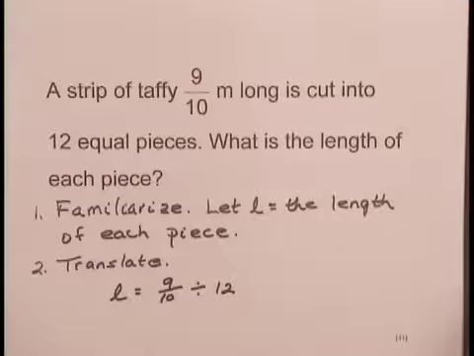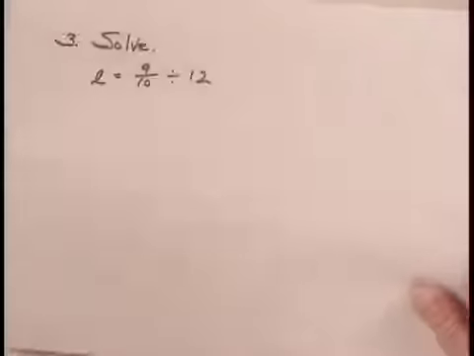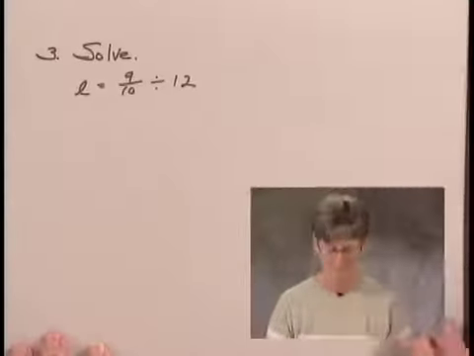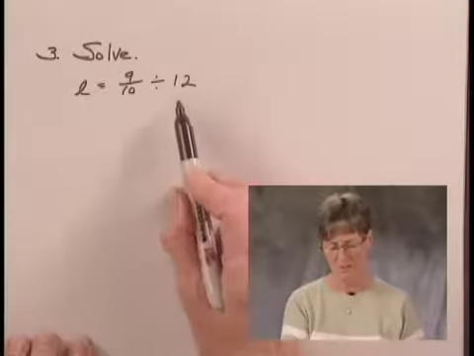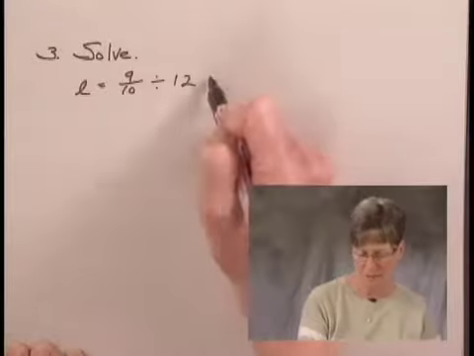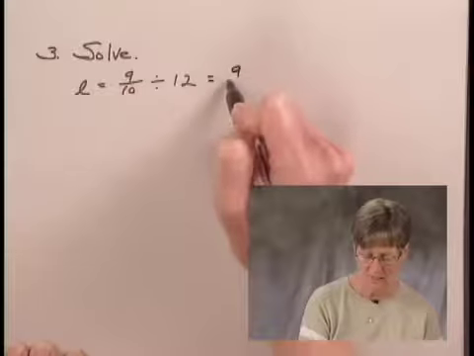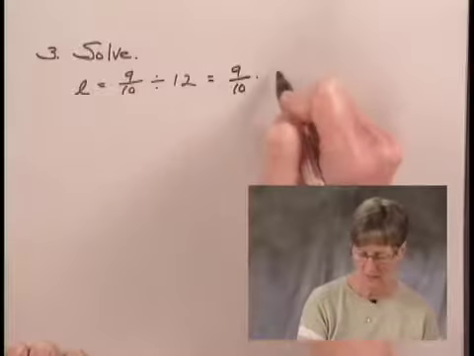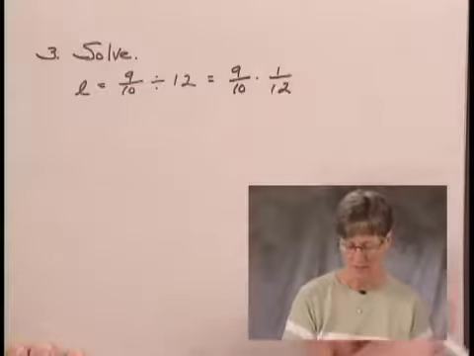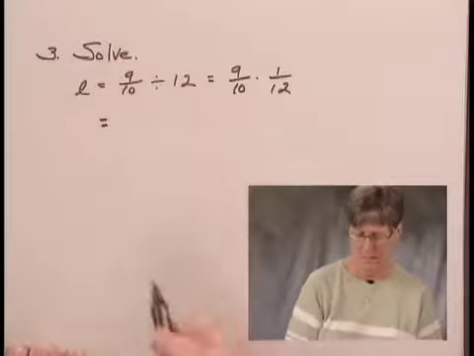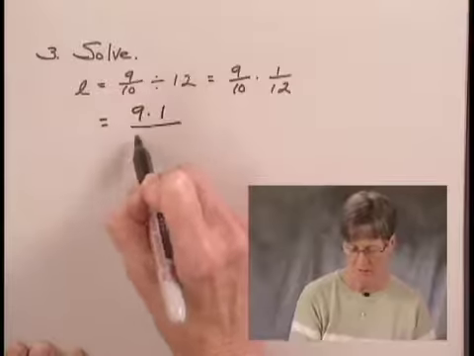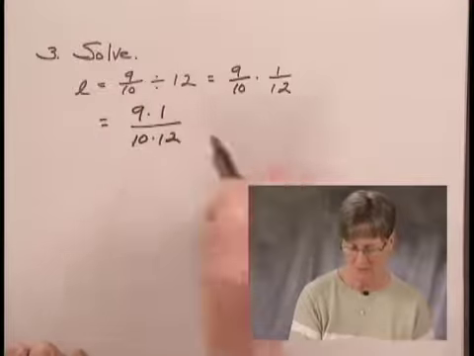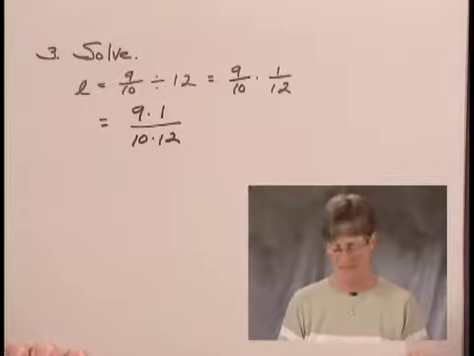The next step in the process is to solve the equation. Remember, we have L equals 9/10 divided by 12. And to do the division, I'm going to multiply by the reciprocal of 12. So this is 9/10 times 1/12. I'm going to multiply numerators and multiply the denominators. And now I'm going to see if this can be simplified.